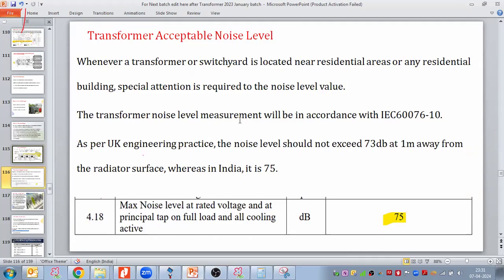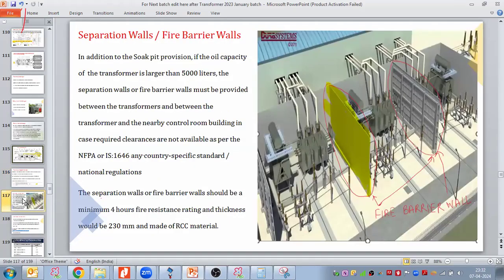The transformer noise level measurement will be in accordance with IEC 60076 part 10. As per UK engineering practice, the noise level should not exceed 73 dB at 1 meter away from the radiator surface, whereas in India, the limit is 75 dB at 1 meter away. So the noise level should not be more than 75 dB. This is what is generally acceptable.